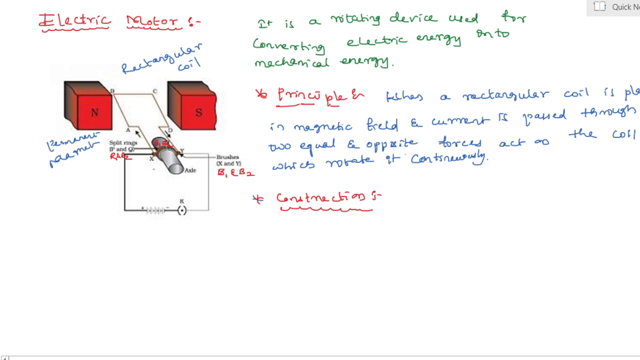It consists of a rectangular coil ABCD, connected to a source of current and a switch.